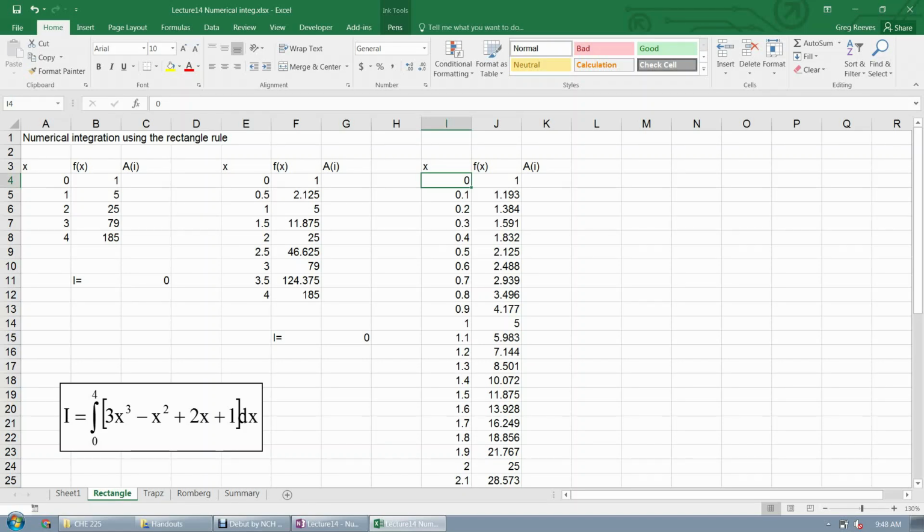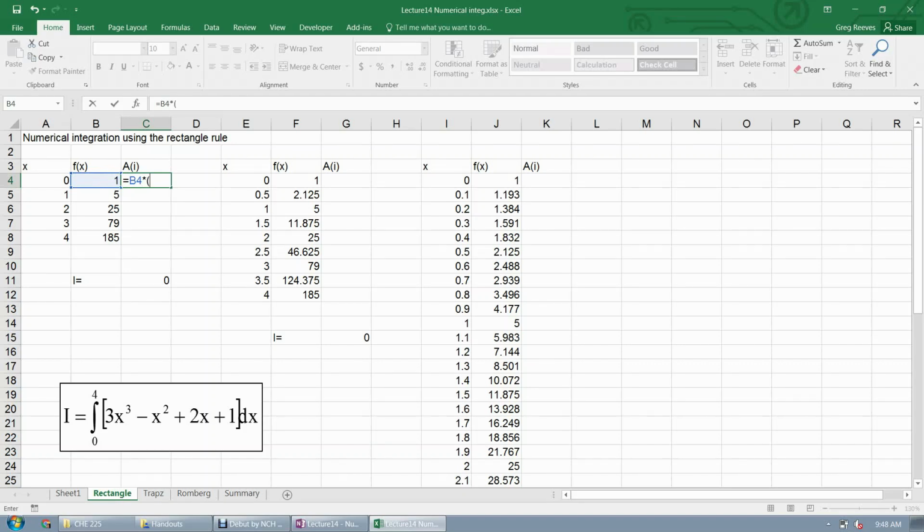So in the first one, since it's the rectangle approximation, the area of this first subinterval is equal to f of x 0, or the first f of x, this would be the left-hand approximation, times the interval x i plus 1 minus x i. Or you can think of it as x i minus 1, either way, depending on what you call i. Okay, so that's my formula for the area of the first subinterval. And what I want to do here is take this area and drag it down.